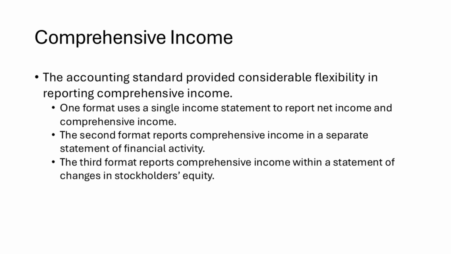The accounting standard provides considerable flexibility in reporting comprehensive income. One format uses a single income statement to report net income and comprehensive income. The second format reports comprehensive income in a separate statement of financial activity. The third format reports comprehensive income within the statement of changes in shareholders' equity.